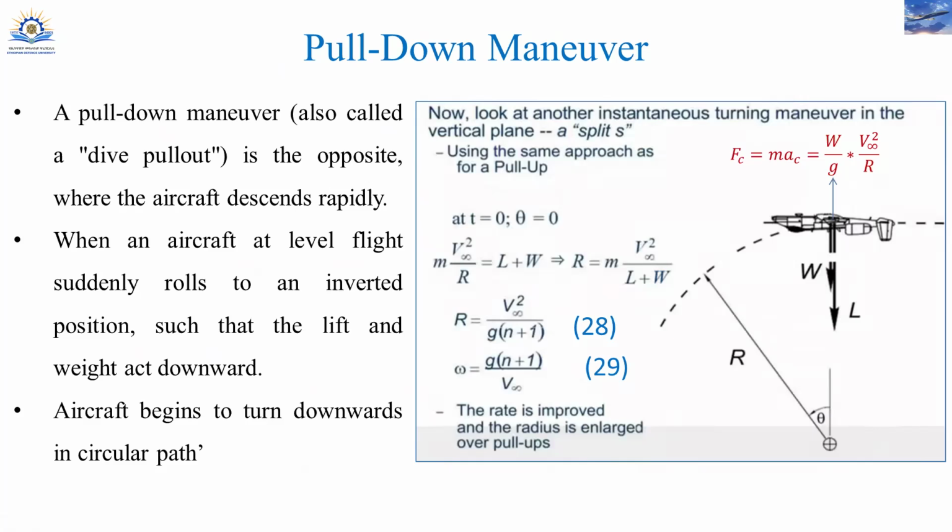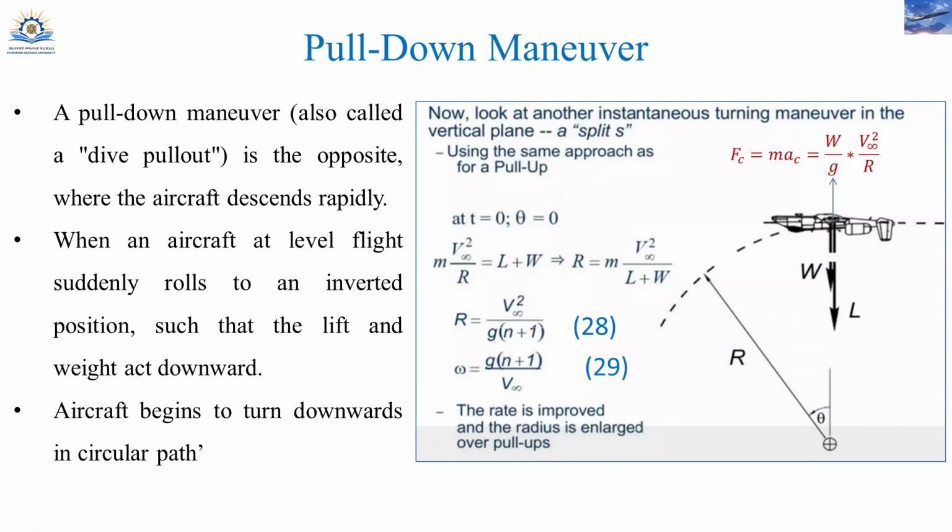So the pull down maneuver, also called dive maneuver, is another case. Now our aircraft is in inverted position. Especially fighter aircraft can perform this, maybe not possible for passenger aircraft. In the inverted position, lift is downward, weight is downward. The only force that suspends the aircraft is the centrifugal force, pushing it outward, right?